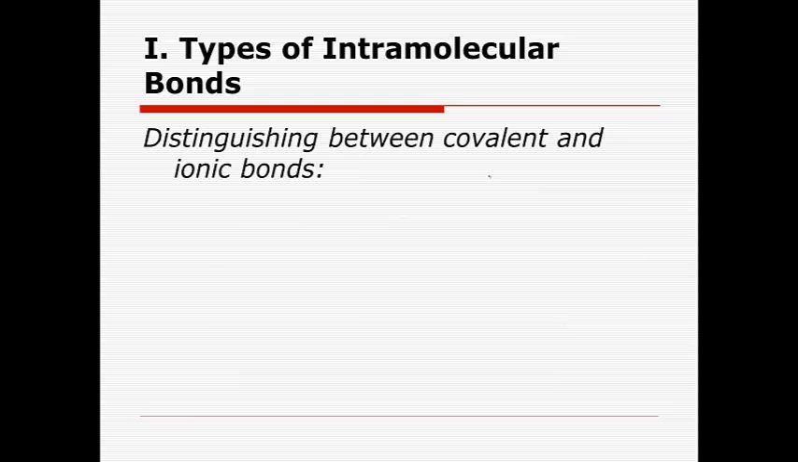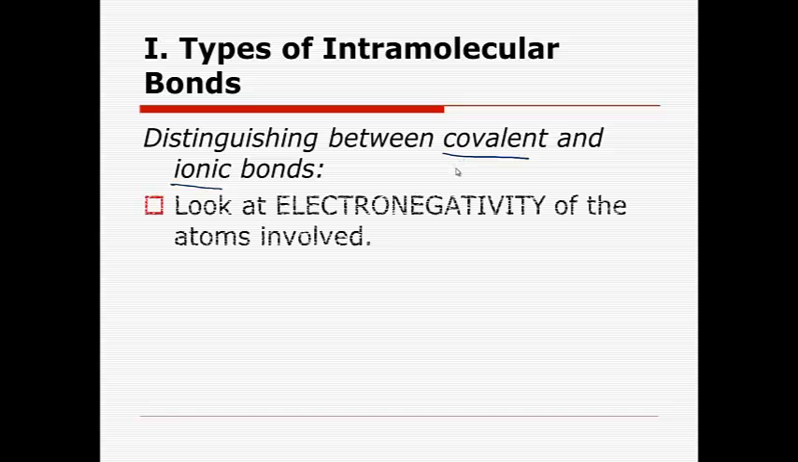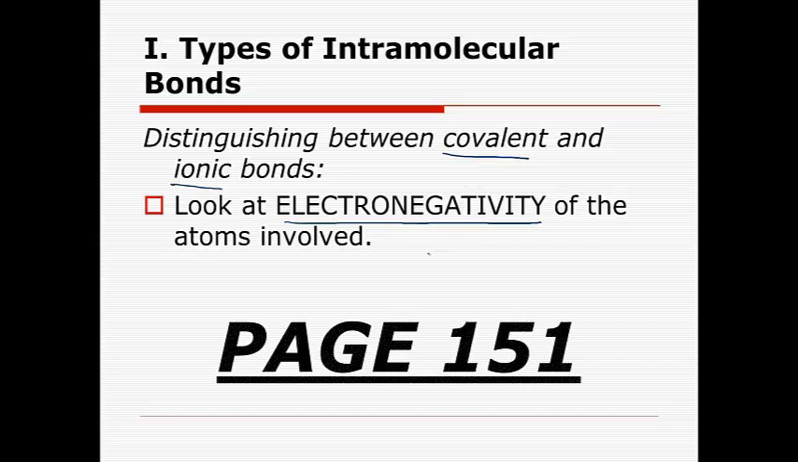So how do we distinguish between a covalent bond and an ionic bond? Metallic bonds should be pretty simple, as they're pretty much just going to be in metals. So what we have to do is look at the electronegativity of the atoms that are involved in the bonds. This is what you learned in the last chapter, and on page 151 from the last chapter, it gives you the electronegativities.